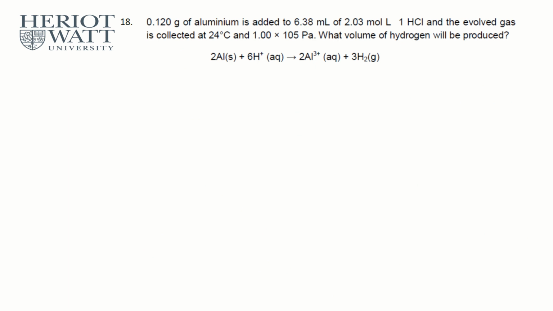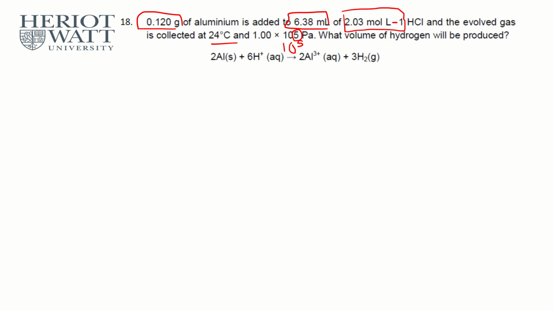Okay, look at 18. 0.12 grams of aluminium is added to 6.38 ml of acid. Sorry guys, this is a bit weird, it should be -1. So this is the concentration, 2.03 mole per liter, and this is the volume, obviously, and the mass of aluminium. All right, aluminium and acid. The evolved gas, referring to hydrogen, is collected at this temperature, and this is 10 to the power 5, sorry, Pascal. So what volume of hydrogen will be produced?